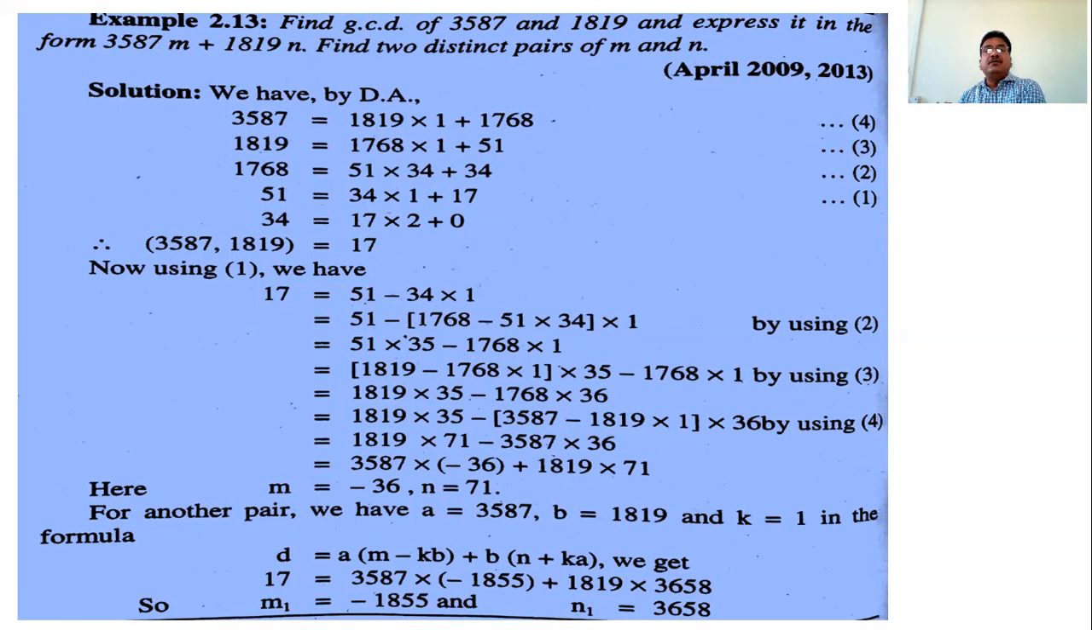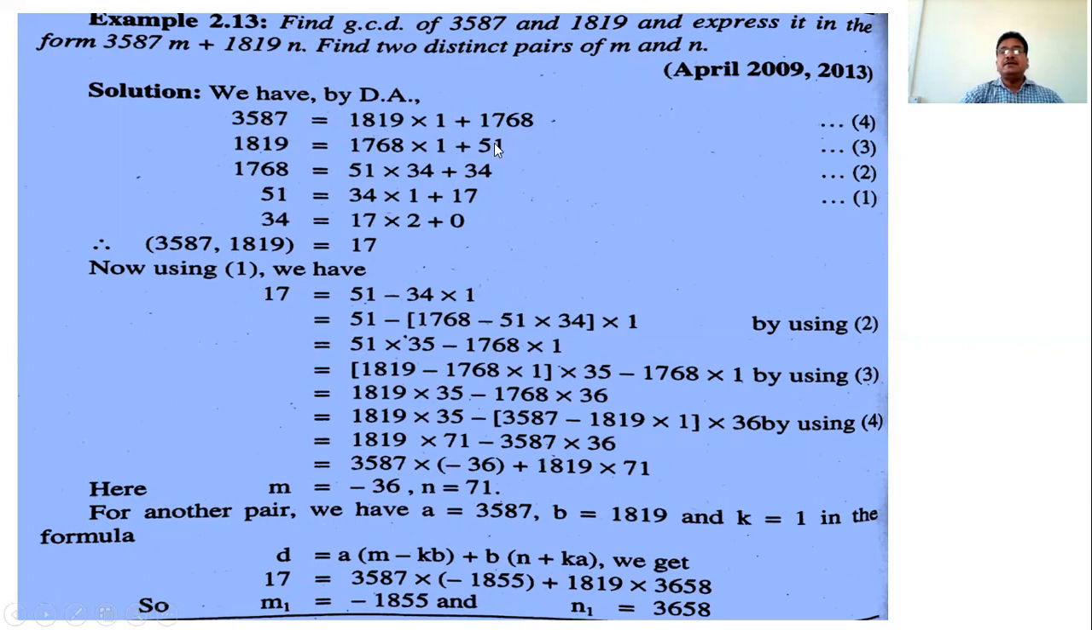So first divide the larger number, 3587, by the smaller number, 1819. Then we have the quotient 1 and the remainder 1768. We use a calculator: divide 3587 by 1819 and we get 1 point something, so 1 is the quotient. Then 3587 minus 1819 into 1 is the remainder, that is 1768.